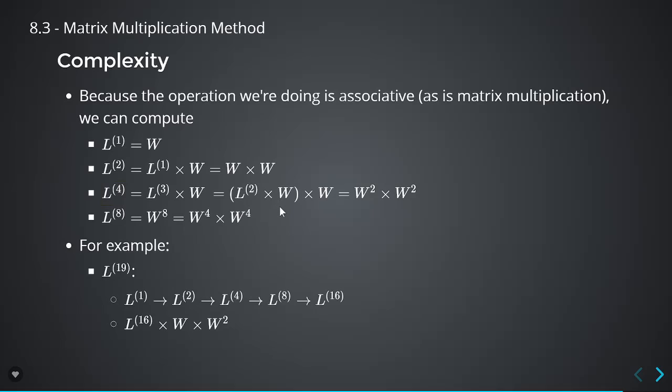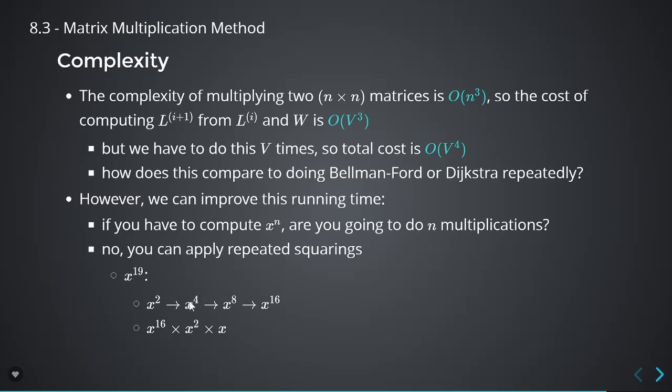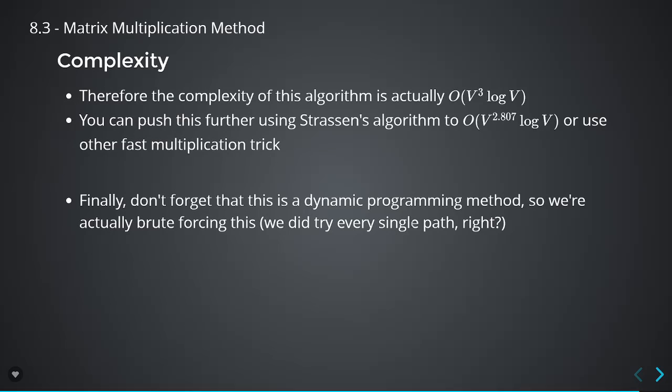And you keep on squaring it in a way. Well, not really squaring it because this is not really multiplication. This is the operation that we talked about before. And so if you need to compute L to 19, you just jump from L1 to L2 to L4, L8 to L16, and then you just multiply by W and W squared, just as we did before with multiplications. So actually, the complexity of this algorithm is not phi to the 4, it is phi cubed log phi. Because instead of doing the operation phi times, you only need to do it log phi times because of this trick.